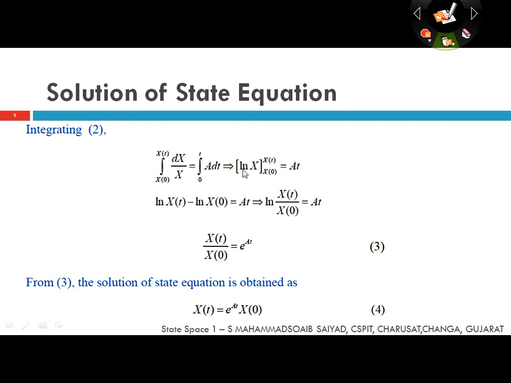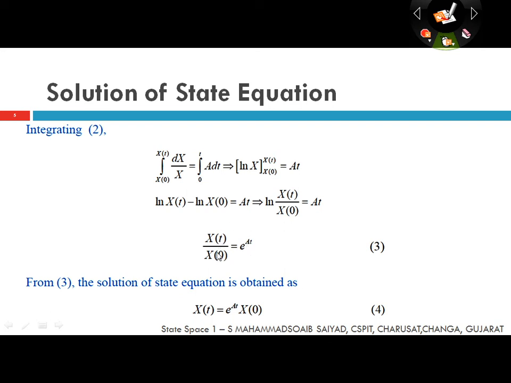If I do so, this integration becomes ln x from x0 to xt, and on the right hand side it will be a into t. Putting in the limits, it will be ln x of t minus ln x of 0 is equal to a into t. As we know, ln of x of t minus ln of x of 0 becomes ln of x of t by x of 0. So we get the final equation x of t by x of 0 is equal to e raised to at.